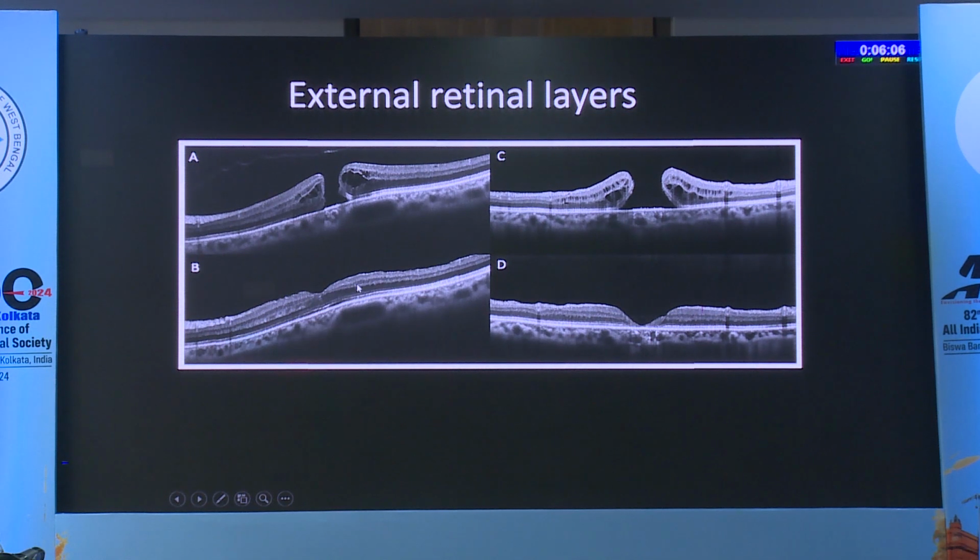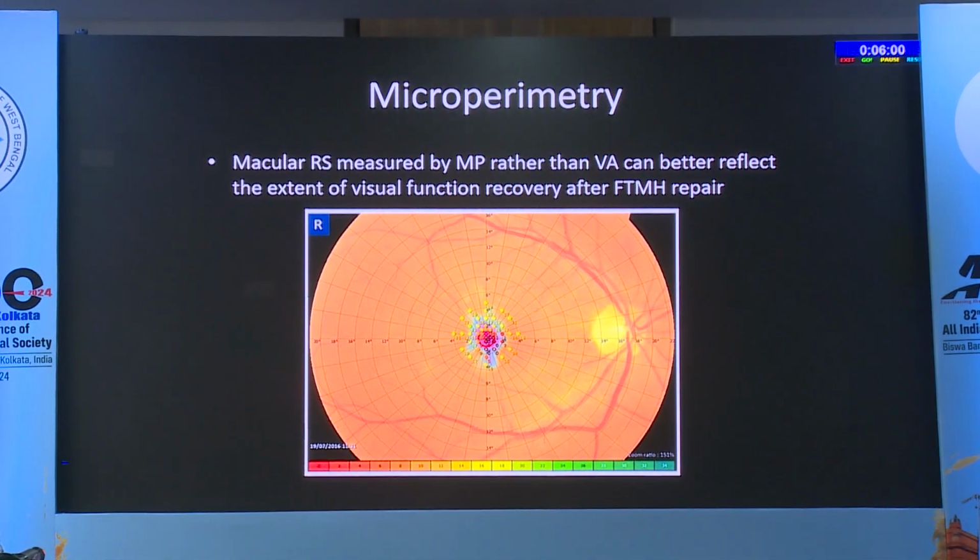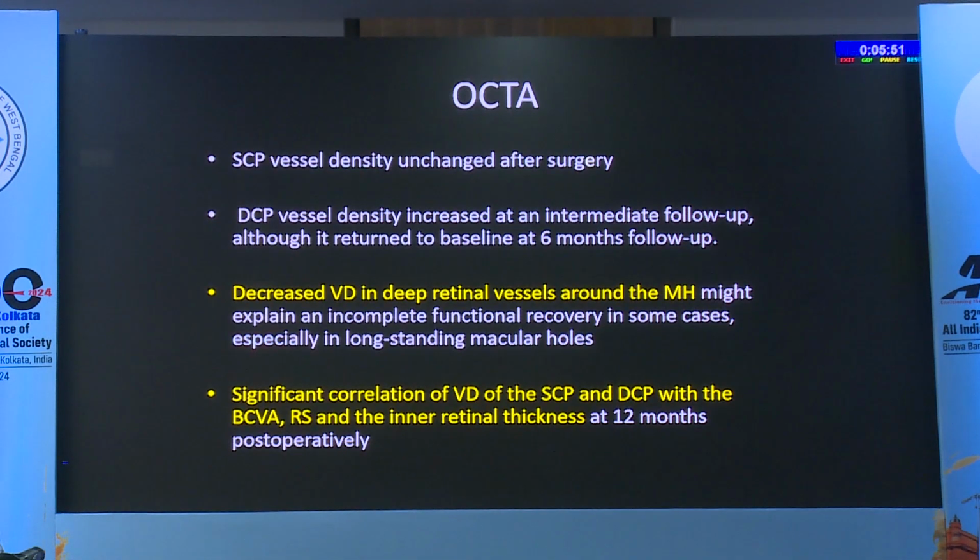This patient tends to do well, and compared to these patients, in spite of closure, they may not do well because of the atrophy of the external retinal layers. The microperimetry is another important thing which helps in assessing the retinal sensitivity in these patients. So one needs to look at the functional assessment also rather than the anatomical closure.